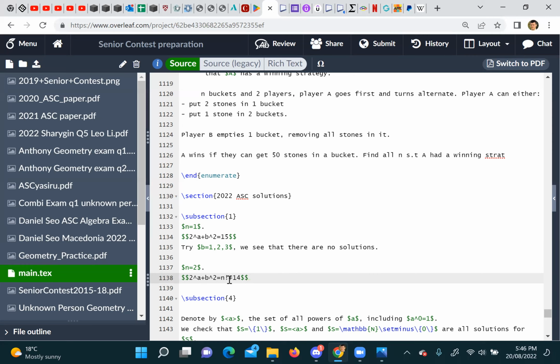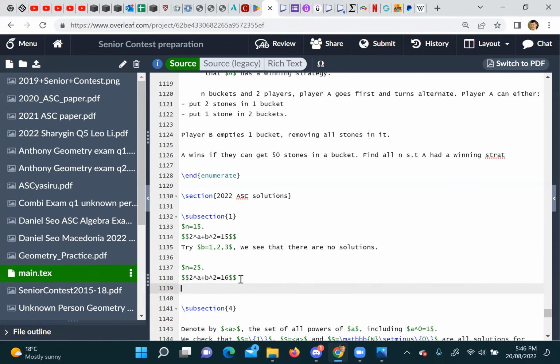Okay, so if n equals 2, then this is just 16, right? So you could try, so it's going to be even again. It's going to be even now, so it's only 2 or 2 squared is 4, 4 squared is 16. Again, no solutions.